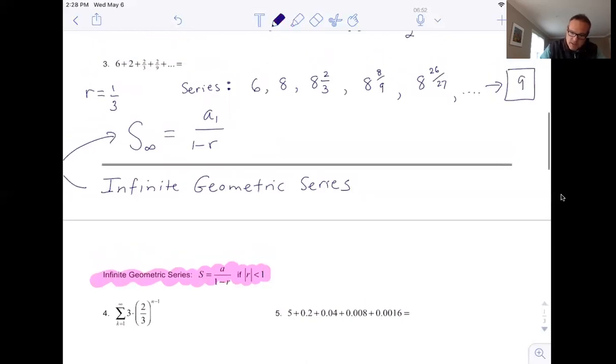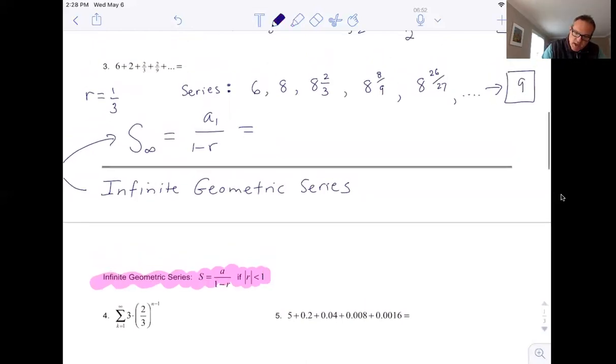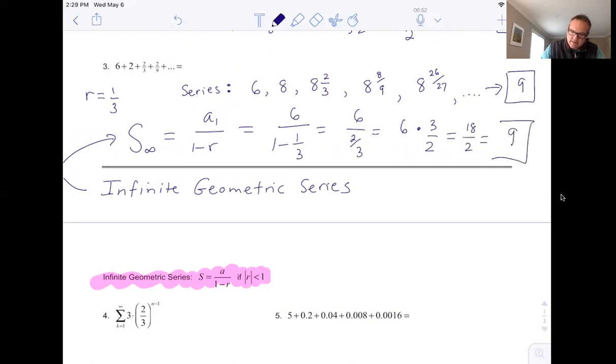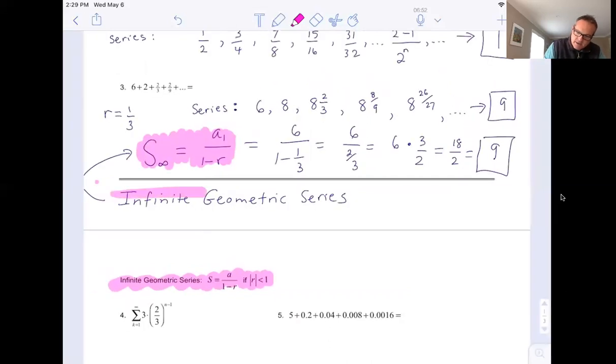So if I look at this, the first term here is 6, and the common ratio is 1/3. And what do you have? 6 divided by 2/3. And don't forget, when you're dividing, you're actually multiplying by the reciprocal. So you're multiplying by 3/2. So you get 18/2, which is 9. The math is simple. Here's your equation. That's easy peasy. But what do you have to recognize? You have to recognize that you have an infinite geometric series.